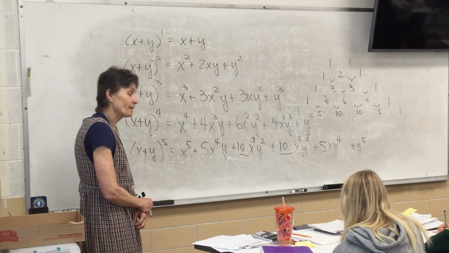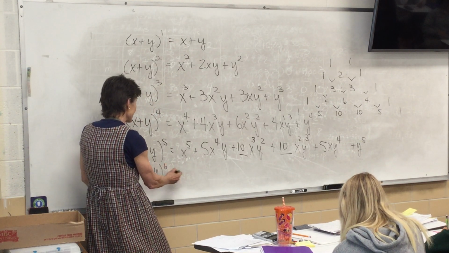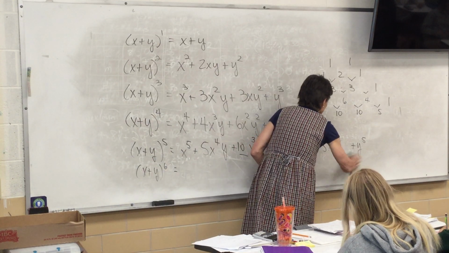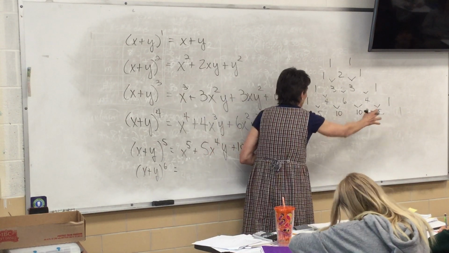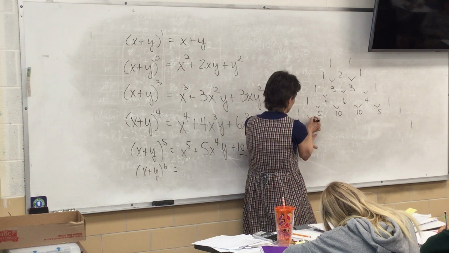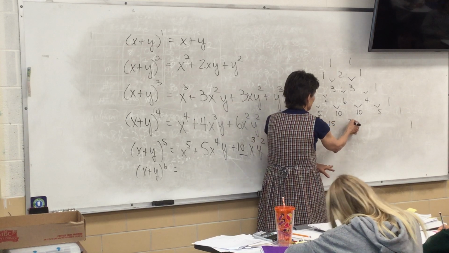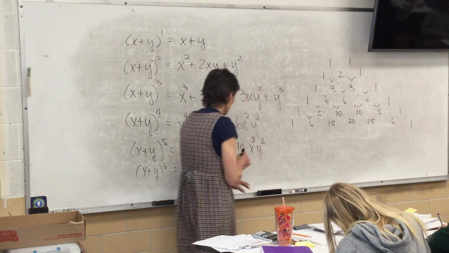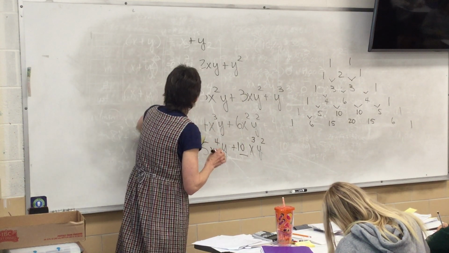Just for fun, I know I didn't ask you to do it on the notes there, but what would x plus y to the 6th be? Well, let's get our numbers here. What's the 6th row of this triangle going to be? Starting in with a 1. Okay, this is going to be 6, 15, 20, 15, 6 and 1.